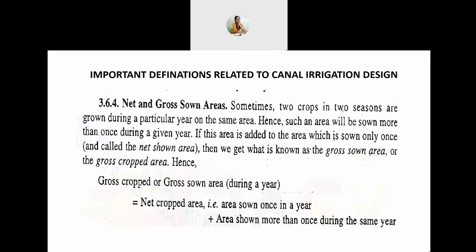Next, continuation to our previous topic. Previous class, important definitions related to canal irrigation design. Next one is net and gross sown areas. Sometimes two crops in two seasons are grown during a particular year on the same area. Hence, such an area will be sown more than once during a given year. If this area is added to the area which is sown only once, which is called the net sown area, then we get what is known as the gross sown area or the gross cropped area. Hence, gross cropped or gross sown area during a particular year is equal to net cropped area, that is, area sown once in a year plus area sown more than once during the same year.